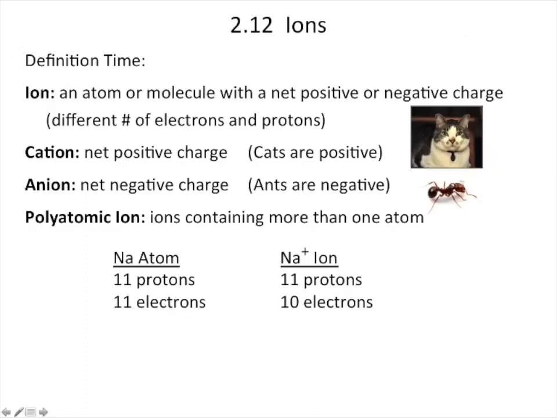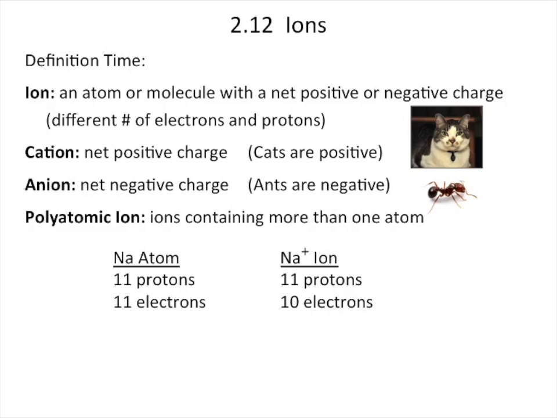Okay, now we need to talk about ions. An ion is an atom or molecule that has a net positive or negative charge, and these are exceedingly important in chemistry and biology. So, for it to have a net positive or negative charge across the atom or molecule, you need to have a different number of protons and electrons. Those are the things that have negative and positive charge.